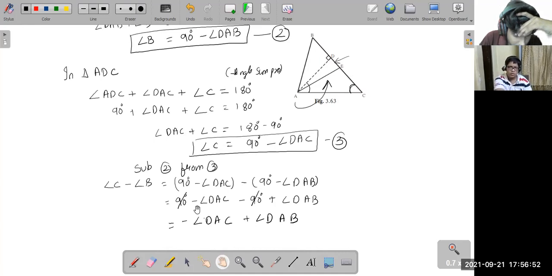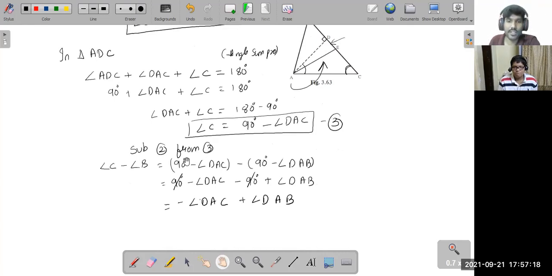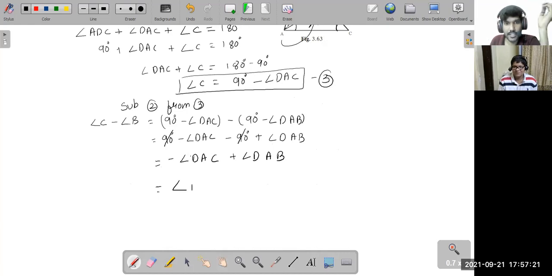Right, sir. It's right. DAC. Okay, fine. We'll continue it like this. Okay? So this will be angle DAB minus angle DAC. Okay. Now we'll take the diagram below.